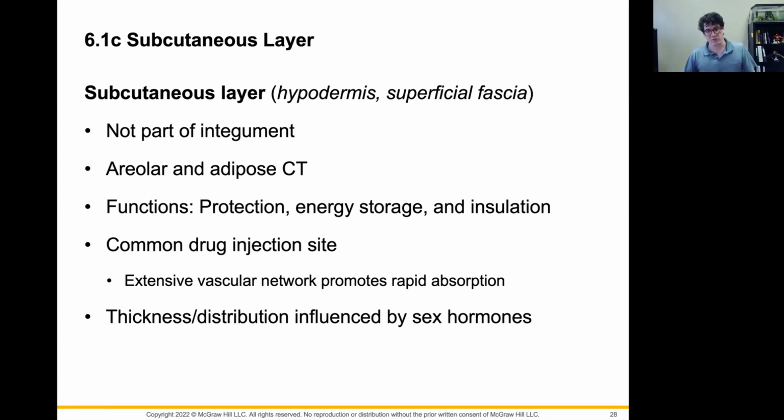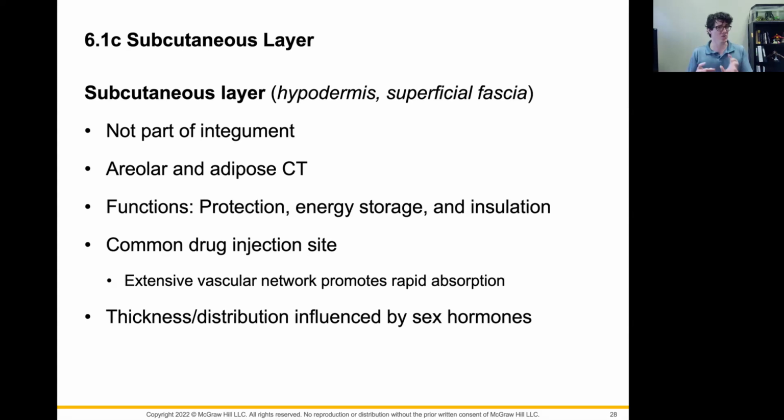Now, the size of that jacket is going to vary depending on different parts of the body. In places like your arms and your face, it tends to be quite a lot less than it is in places like your midsection, your buttocks, or anything like that.